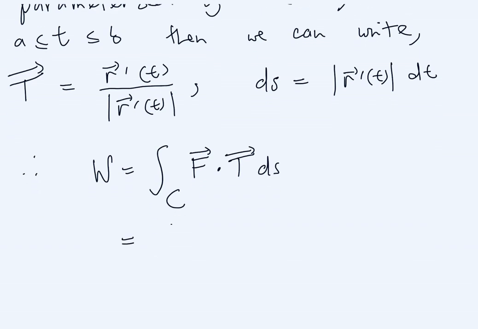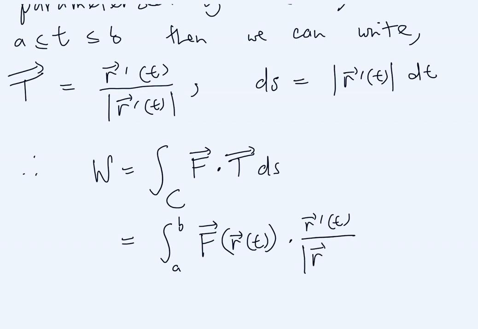So this is equal to the integral from A to B of our force field, expressed in terms of the parameterization. So we express the force field in terms of the parameterization, and of course we dot this with the following. We replace the T with R prime t over the norm of R prime t, multiplied by ds, which is basically R prime t with the norm of R prime t, that is, with respect to t, or dt.